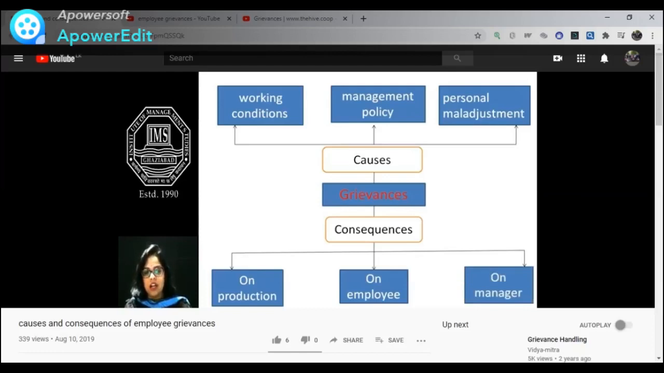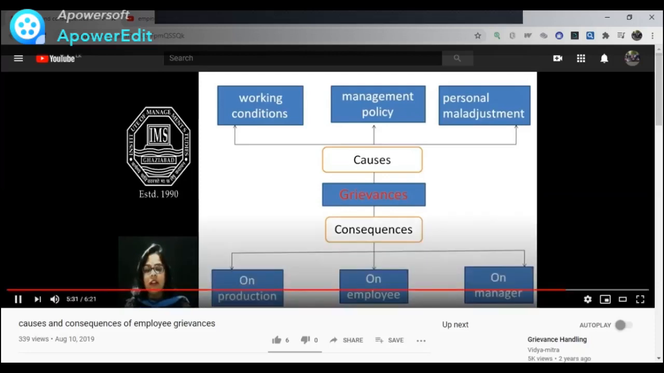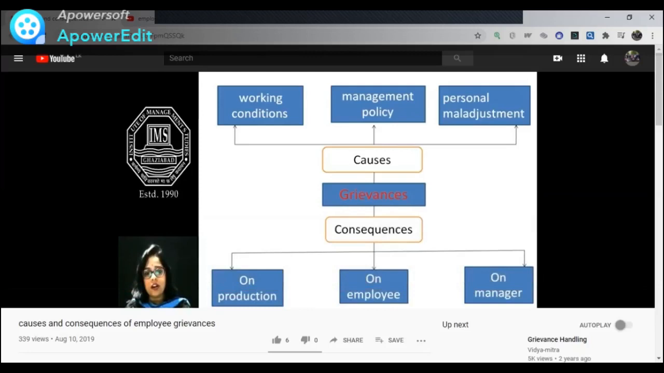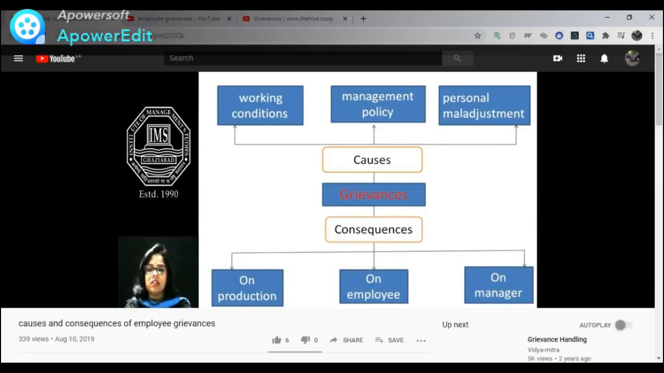On the manager, if any aggrieved employee's grievance is not being redressed by the management properly, definitely he makes more and more mistakes, then the manager needs to have more supervision, tighter control, and definitely that is going to strain the relationship of employee and manager. So these are the broader consequences of grievances, or the impact of grievances over the organization.